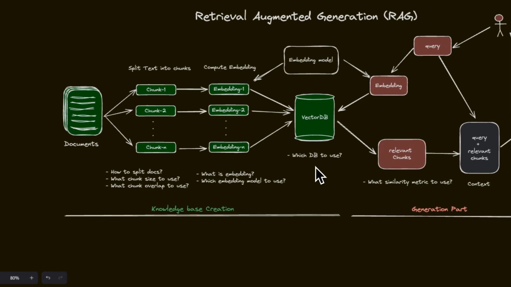And normally you store those embeddings plus the original chunks in a vector store. And you actually don't need a vector store in most of the cases. And I'll show you how to do that without a vector store. Now, this part is called knowledge base creation part.